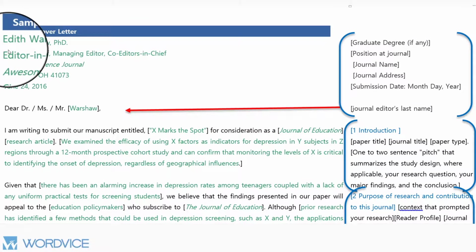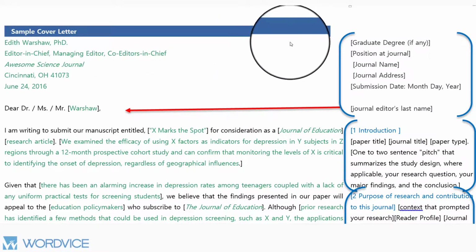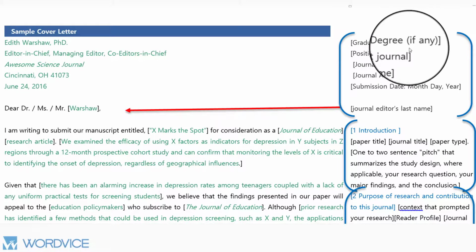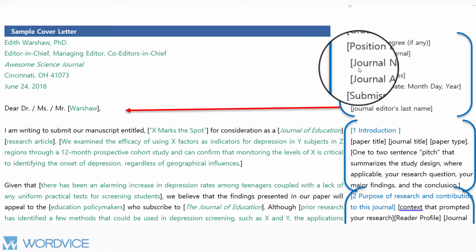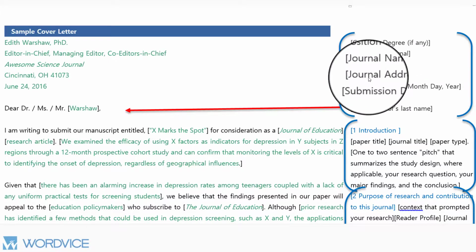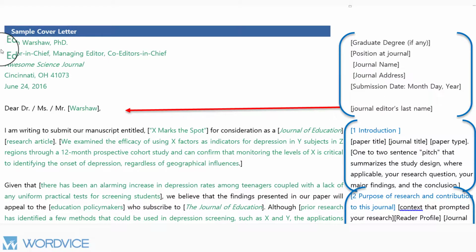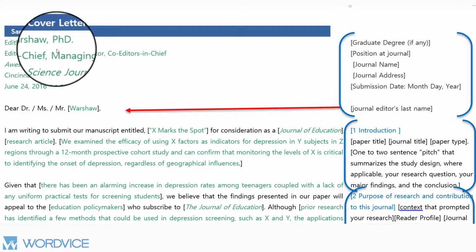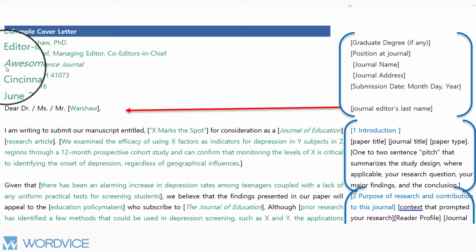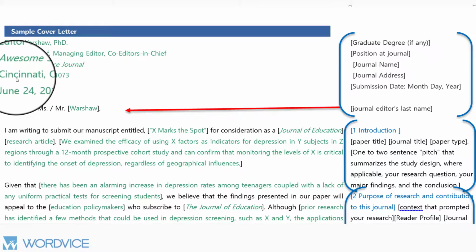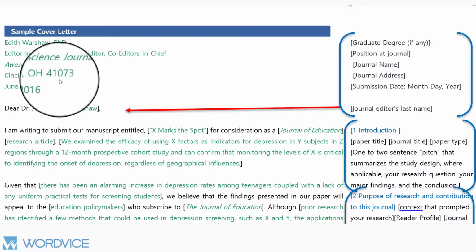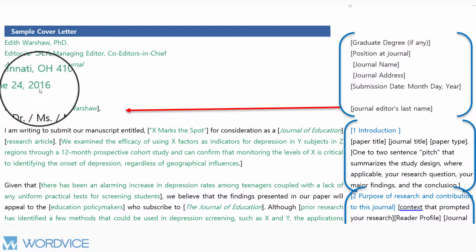The first part of the letter is the address, and you must include the graduate degree of the person to whom you are sending the letter, the position at the journal, the name of the journal's address, and the submission date. So let's look at the sample. Edith Warshaw, PhD, Editor-in-Chief, Awesome Science Journal, the name of our hypothetical journal, Cincinnati, Ohio, 41073, June 24th, 2016.